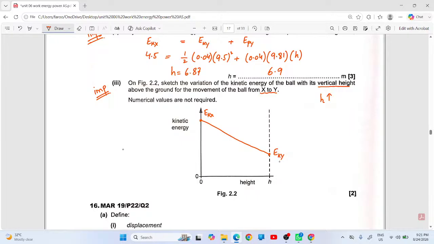Why is the final kinetic energy not zero? It should be zero. Then why is the kinetic energy still not zero? Because it is not at maximum height. Only the y component of velocity is zero. Still we have the x component of velocity. Because only the y component of velocity is zero, we still have the x component of velocity.